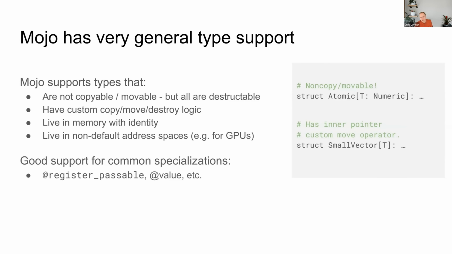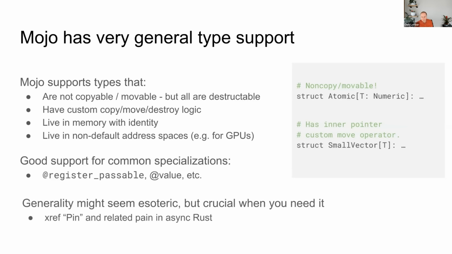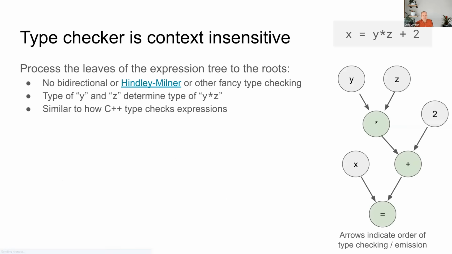Now, the advanced crazy cases are important, but it's also very common to have simple cases. Mojo provides this register passable thing for things that don't need memory identity. It provides the value decorator so that you can synthesize simple cases and get all the copy constructors and stuff that you want. But starting from this generality piece is really important because it shapes how the type checker has to work, and how lifetime management and ownership management have to work. It's cool to support specializations, but given a general model, you can specialize. You have to solve for the general case. Today, we're going to be talking about the general model, even though we like most people using aggregations of simple value types, for example.